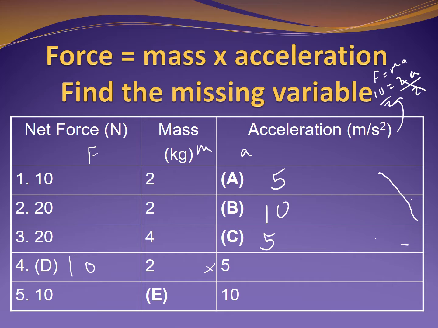To get mass here, force is equal to 10, and acceleration is equal to 10. So I divide both sides by 10, my mass is 10 over 10, which is equal to 1. You want to check your answers. The way you check it is multiply these two, multiply ma. So 2 times 5 is 10. 2 times 10 is 20. 5 times 4 is 20. 2 times 5 is 10. 10 times 1 is 10.